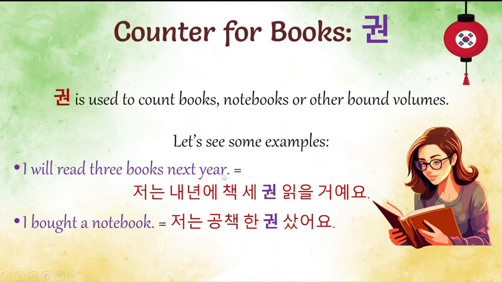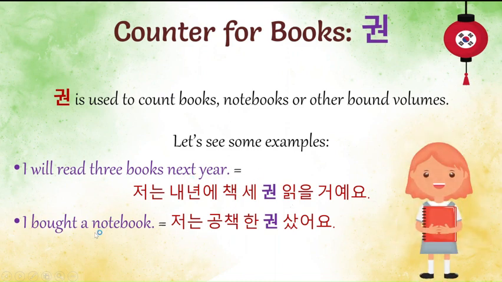Here, next year in Korean is 내년. Okay? And 3 books. Book is 책. 3 is 세. 3 books. 책 3권. Okay? Very easy. Next is, I bought a notebook. 저는 공책 1권 샀어요. Here, notebook in Korean is 공책. And 1 notebook. 공책 1권. Okay? So, this is how it works. The counter for books is 권. Very simple, very easy to use this.